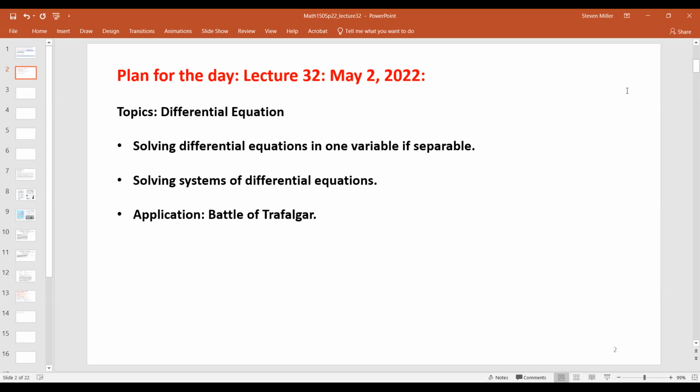So are there any history experts who know anything about the Battle of Trafalgar? Anybody know at least what war this is from? The War of Northern Aggression?